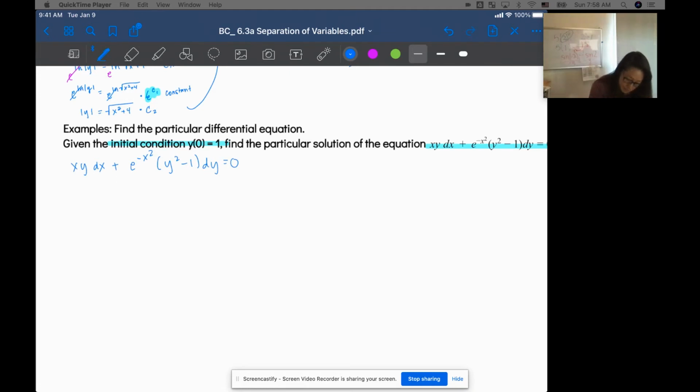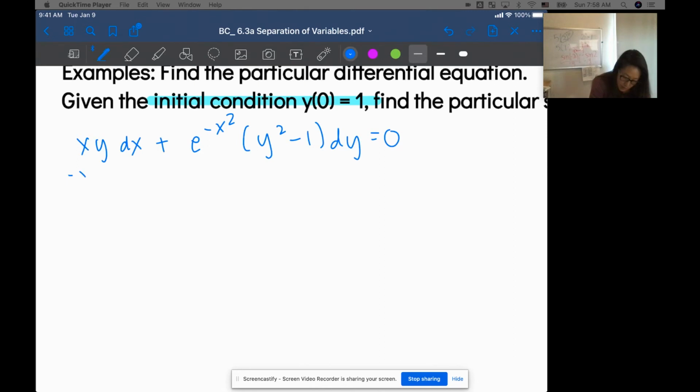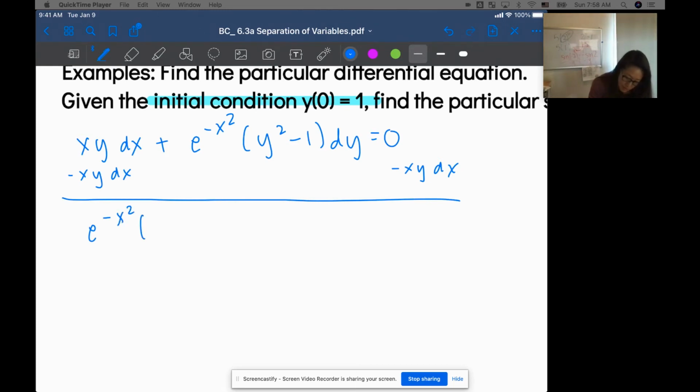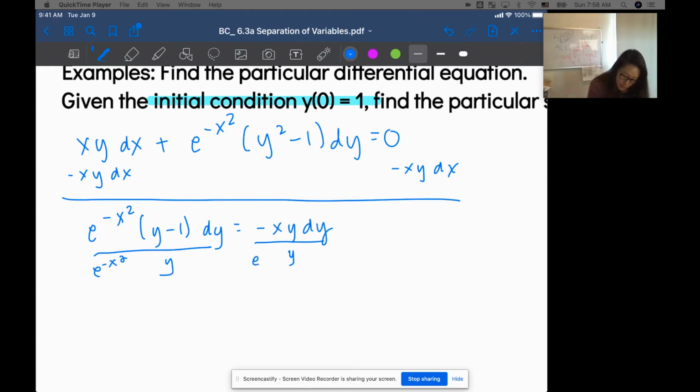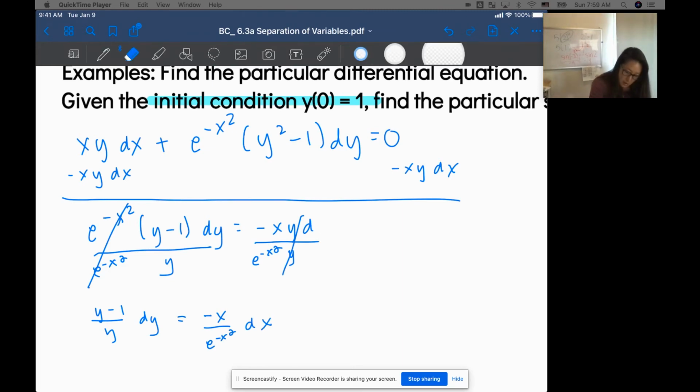All right, time to separate and integrate. I'm going to move this whole dx to the other side. So I get e to the negative x squared times y squared minus 1 dy is equal to negative xy dx. Next we're going to move around the x's and the y's. So I'm going to divide both sides by y, and I'm going to divide both sides by e to the negative x squared. So we get y squared minus 1 over y dy is equal to negative x over e to the negative x squared dx. I see a dy; this should be a dx.